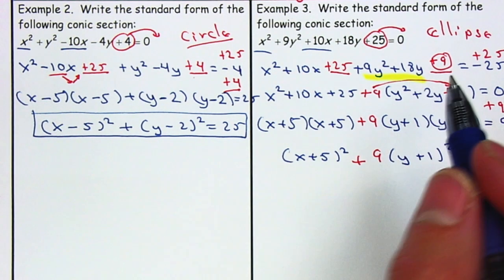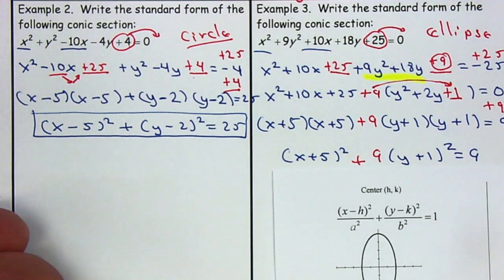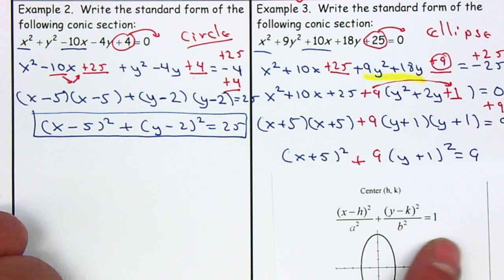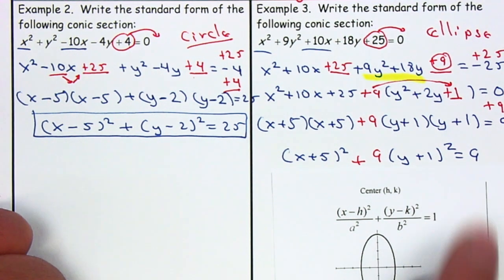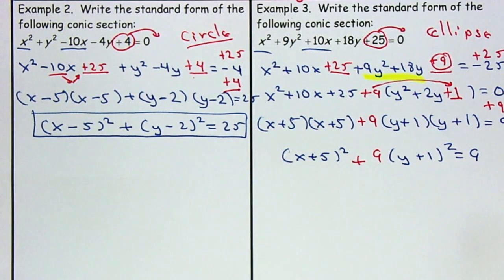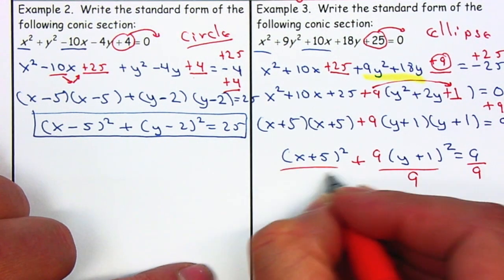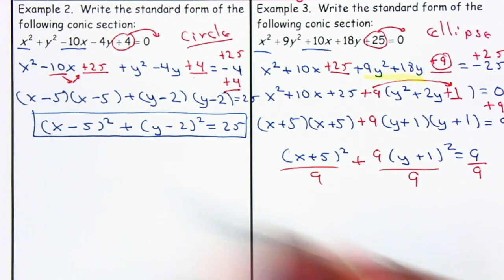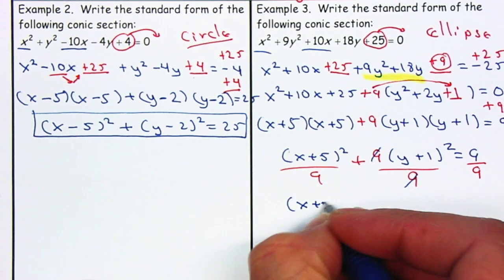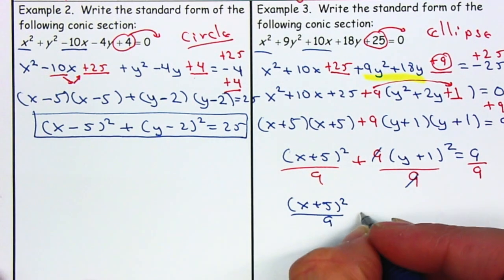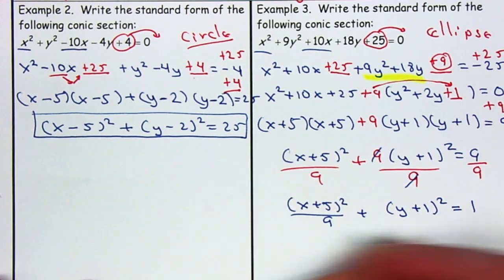Now this is an ellipse. The equation of an ellipse should look something like this. Ellipses and hyperbolas should be equal to 1. So I need to make the 9 into a 1, and I'm going to do so by dividing by 9 on both sides, on each term. The 9's cancel, so we just have x plus 5 squared over 9 plus y plus 1 squared, and that will be equal to 1.